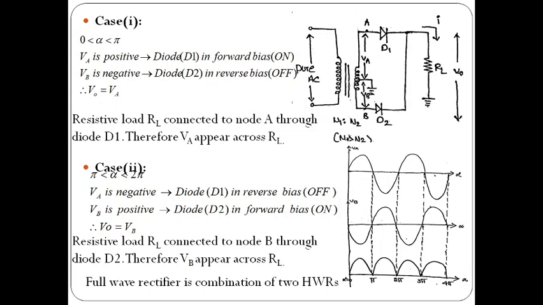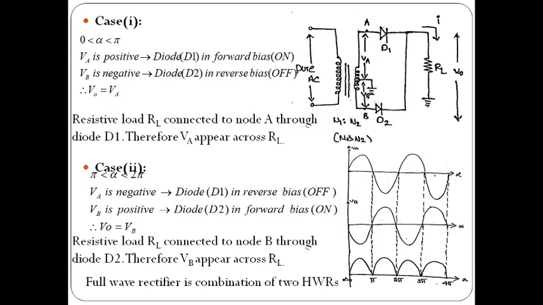In the second case, it is the time period of π to 2π. So here VA is negative and VB is positive. VA is negative, which is connected to the point A, the anode of diode D1. So diode D1 becomes reverse biased, it is in the off state. And VB is positive, which is connected to the point B, the anode of diode D2. So diode D2 is forward biased, it is in the on state.